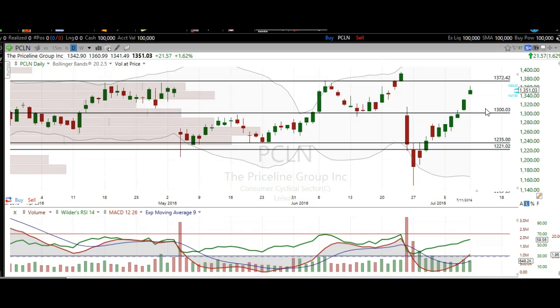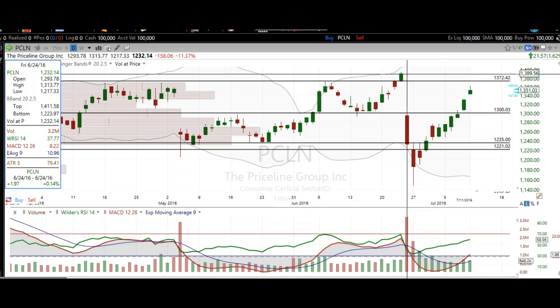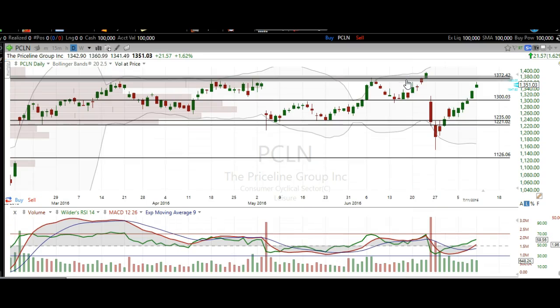Price line right here, we broke over the gap right here. This was the big gap, and this was the open of the gap right around 1300. So we broke over that. Looks like we may want to fill the gap up here. The gap is right around 1389. I personally wouldn't want to push it because this 1372 or so was that resistance level, as you can see right here.